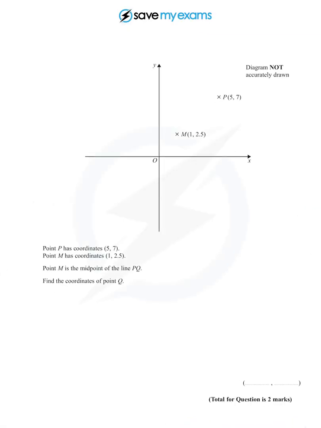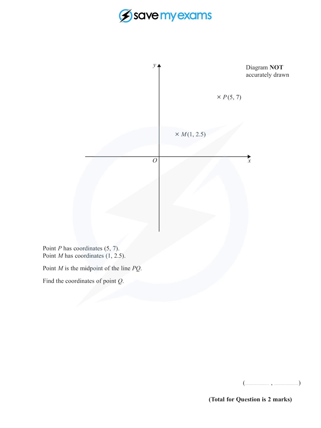Right, so we have some points with coordinates, and that's what the first bit of the question tells us. And then we're told that point M is the midpoint of the line PQ, and we're asked to find Q. So let's just have a look at that. Given they've put a diagram here, let's actually draw this.